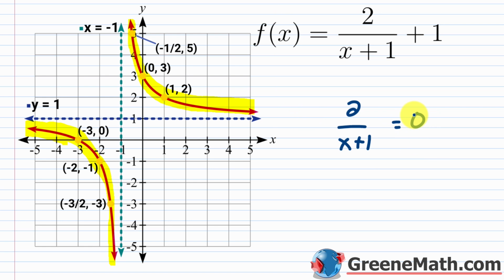And the answer is no. And why is it no? Remember that for a fraction to be 0, the numerator needs to be 0, and the denominator needs to not be 0. Well, the numerator here is 2, so that's never going to be 0. So that means that 2 over x plus 1 can never be equal to 0. And so this 2 over x plus 1 plus 1, that's never ever going to be equal to 1. So the graph would never impact the horizontal asymptote, y equals 1.